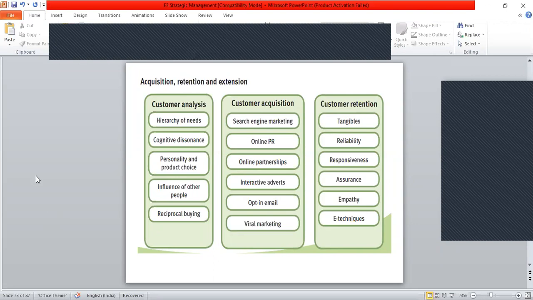Google is a search engine. Okay. Search engine marketing. Whatever are the search keywords are taken into consideration to serve the customers, or to provide the information to the customers through that. So search engine marketing.